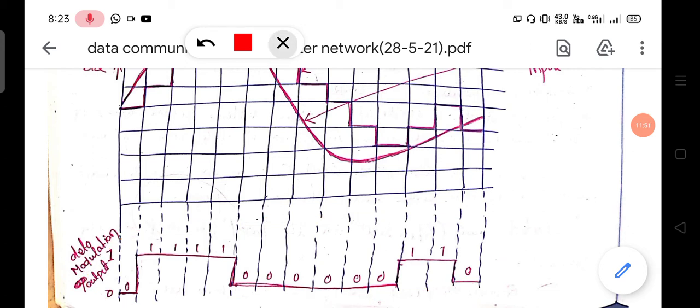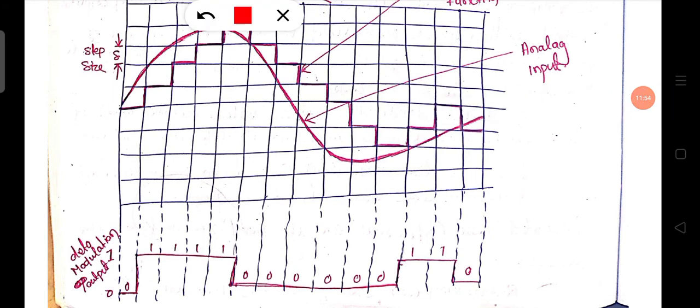The rule is: when the staircase is upward directed, it is represented by 1. When the staircase is downward directed, it is represented by 0. You see here, the first one is 0. From this to this, from this to this, the staircase is in the upward direction, so this is 1 1 1 1.